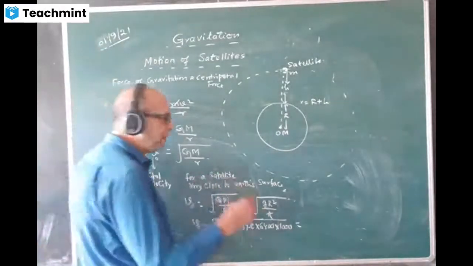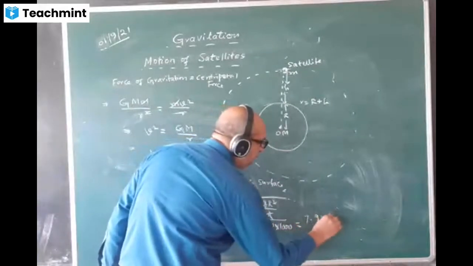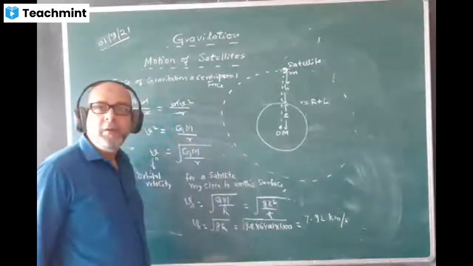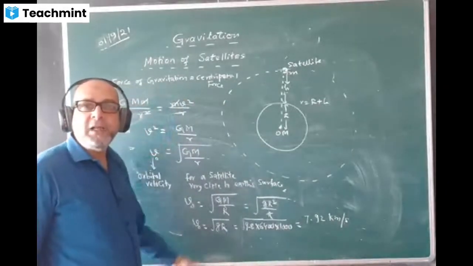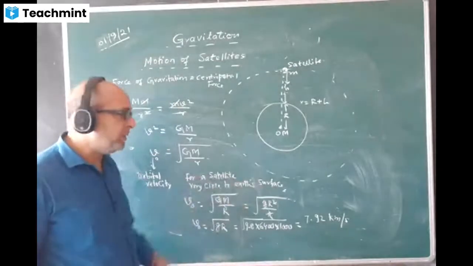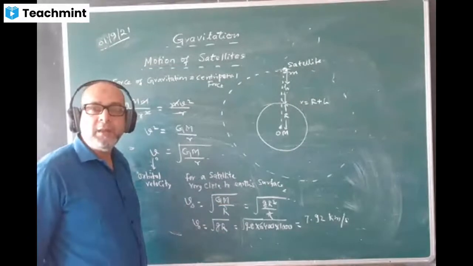7919 meters per second. That means in kilometers per second the answer will come 7.92 after rounding off. This answer is coming in meter per second, so you are dividing by 1000 to change it to kilometer per second. The answer will come 7.92 kilometer per second.